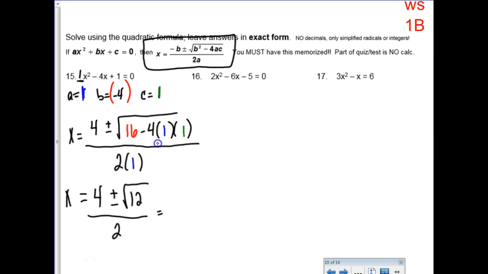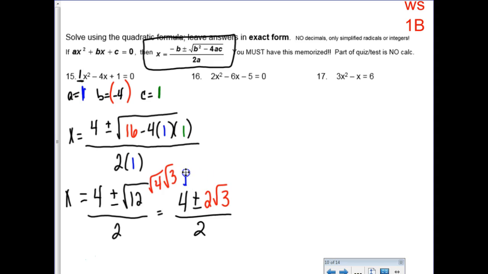Think about the square root of 12. What perfect square is a factor of 12? 4. Yeah, that's really like the square root of 4 times the square root of 3. So we're going to rewrite the square root of 12 as 2 square roots of 3 over 2. And what do you think about me leaving my answers like that? Still no. Can you tell me why?